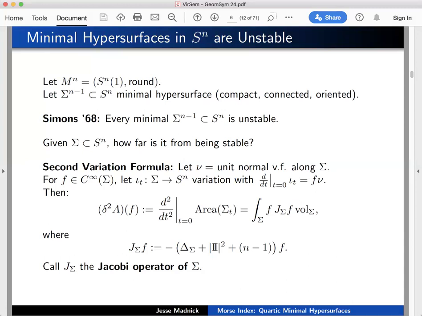Okay, so you'll notice that there's the Laplacian, right? That's the second order term. And then you have those two zeroth order terms, right? The norm squared of the second fundamental form and then n minus 1. So the point here is that this operator, the Jacobi operator, encodes the second derivative of area essentially. And so in order to answer this question of how far a minimal hypersurface is from being stable, it suffices to look at the Jacobi operator.